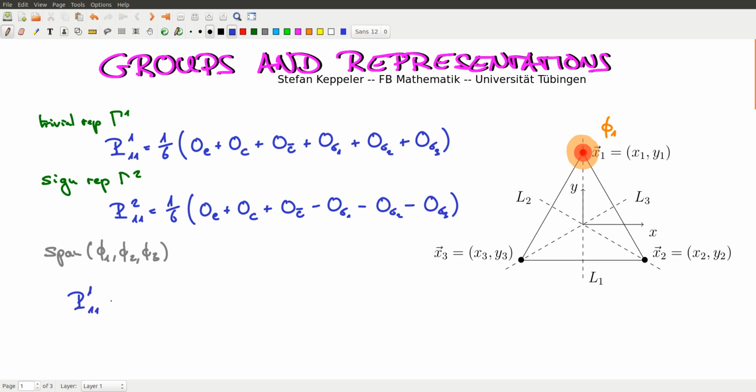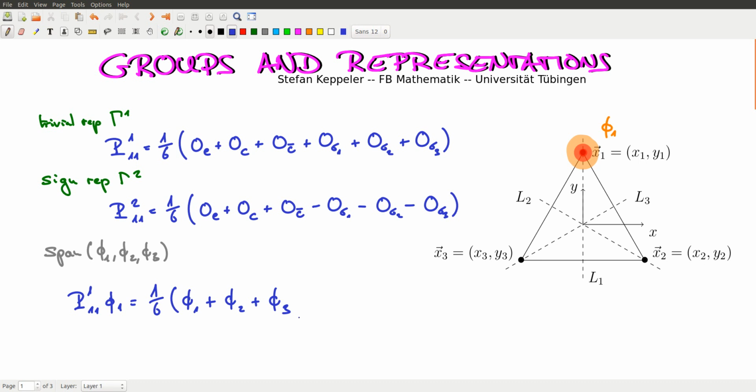So let's apply P 1, 1, 1 to this phi 1. And we get 1 over 6. OE does nothing, leaves the phi 1 in corner 1. OC moves clockwise, so we get phi 2. OC bar moves anti-clockwise, so we get phi 3.